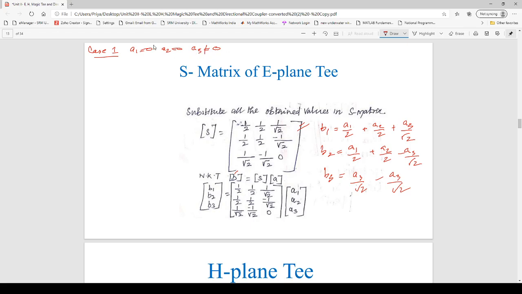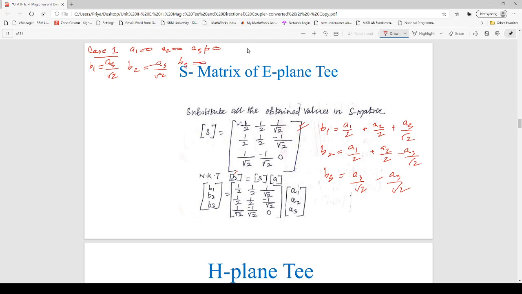So if this is the case, what is happening to my reflected wave? That is my B1, B2, B3. I have to substitute all this in B1, B2, B3. So if I substitute, what I will get? B1 is equal to, because A1 and A2 are 0, so this and this will become 0, and I will have only this value, right? So B1 is A3 by root 2, and my B2 is minus A3 by root 2, and B3 is 0.